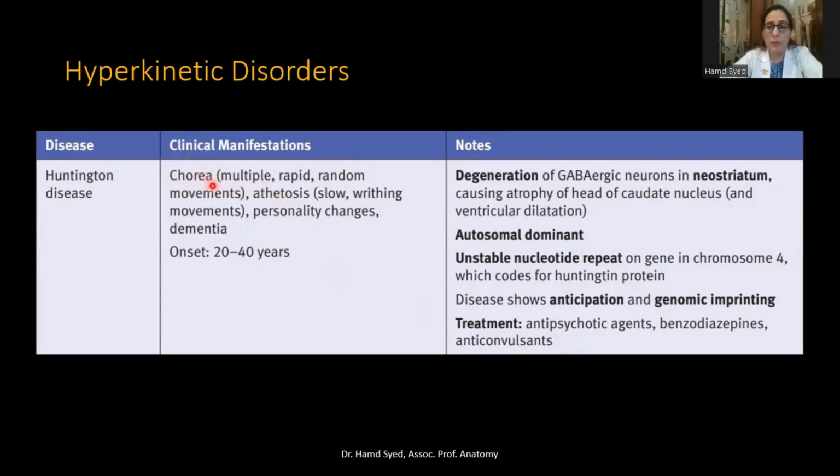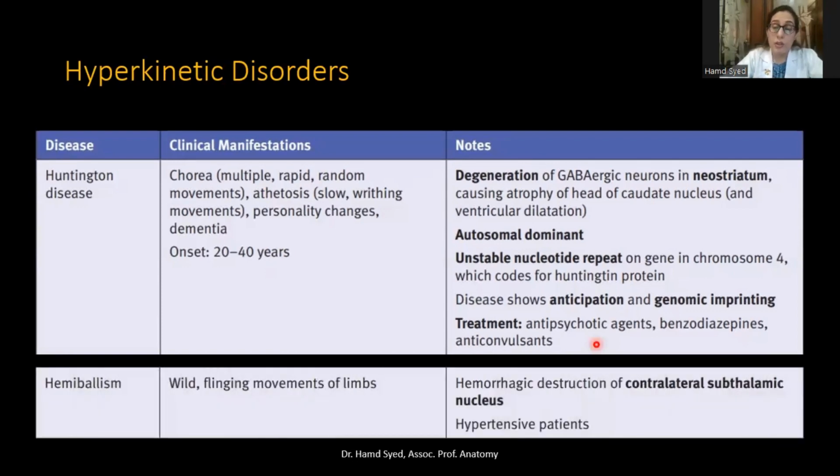Now, first, let me talk about chorea. When we say chorea, we mean that there are going to be multiple random jerky movements, which are rapid jerky movements. And athetosis means the slow writhing movements which will appear in the patient. There could also be personality changes and dementia. So treatment of Huntington's disease is that you'd give antipsychotic agents, benzodiazepines, and anticonvulsants.